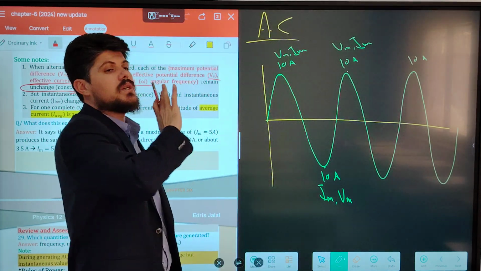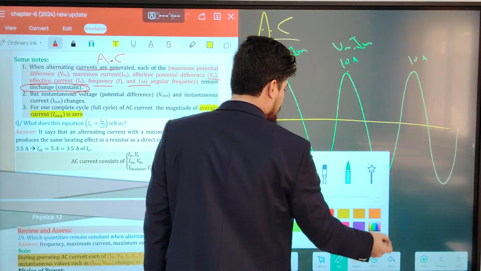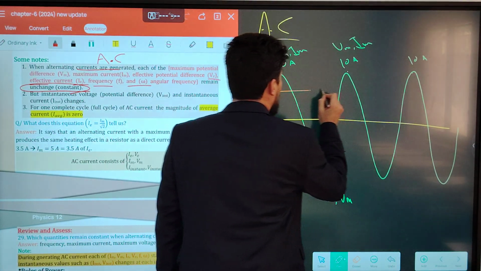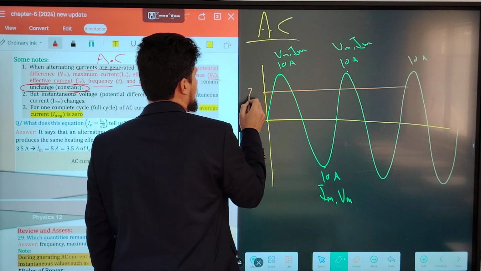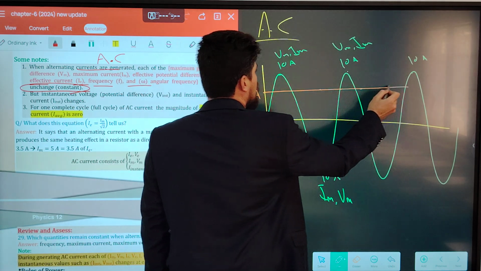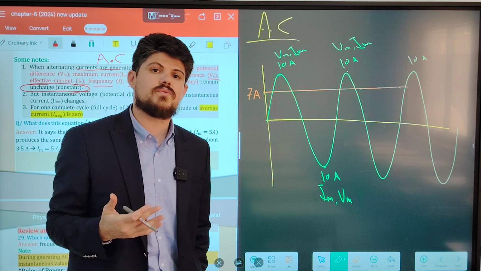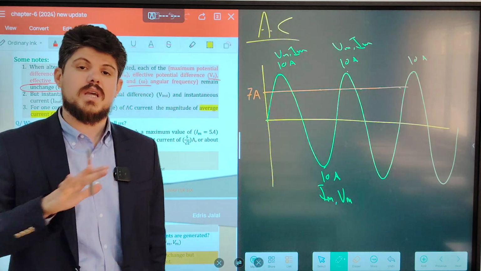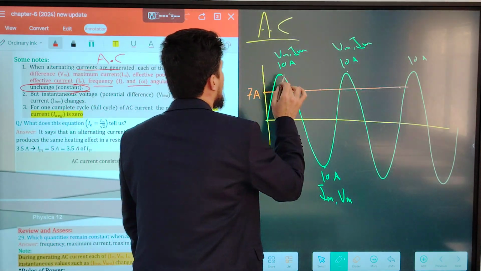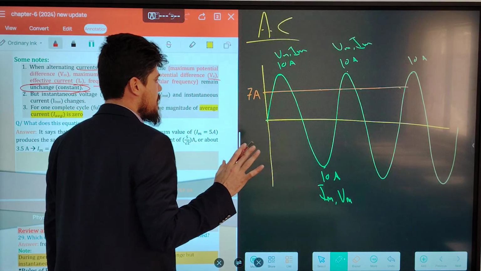Maximum value in an AC generator doesn't change. How about the effective value? If the effective value is 7 ampere, at each point it is still 7 ampere. If the effective value is equal to 20 volt, at each point it is 20 volt. The effective value and the maximum value of AC current don't change.